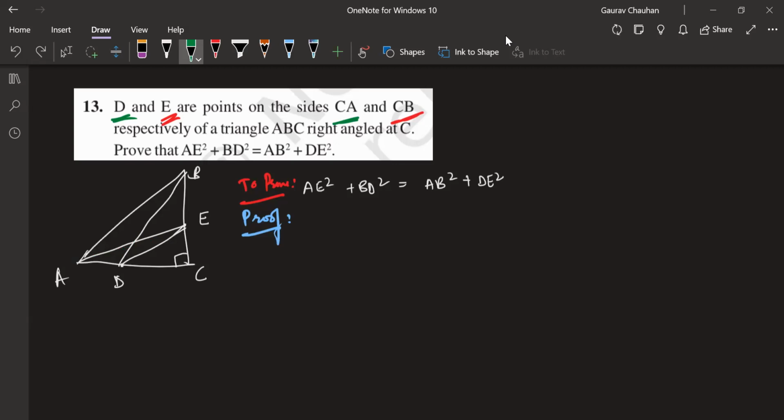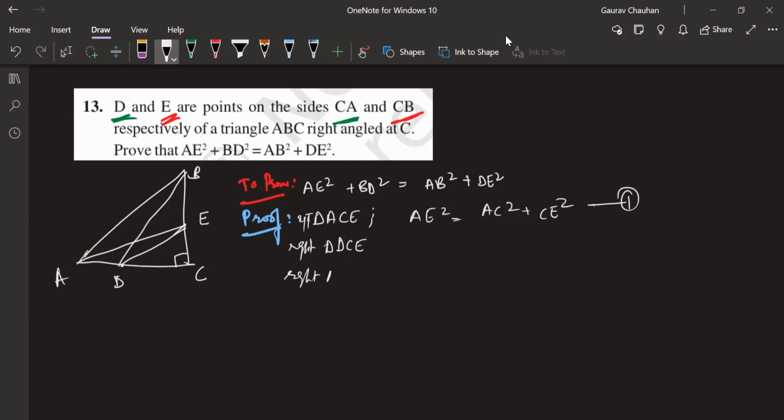Sir, now we can, by using Pythagoras theorem, say in triangle ACE, AE square is equal to AC square plus CE square. And then similarly we'll do it for triangle DCE, DCB and ABC, sir. For everything, Pythagoras. DCE, right triangle, DCB, and ABC, main triangle, no?